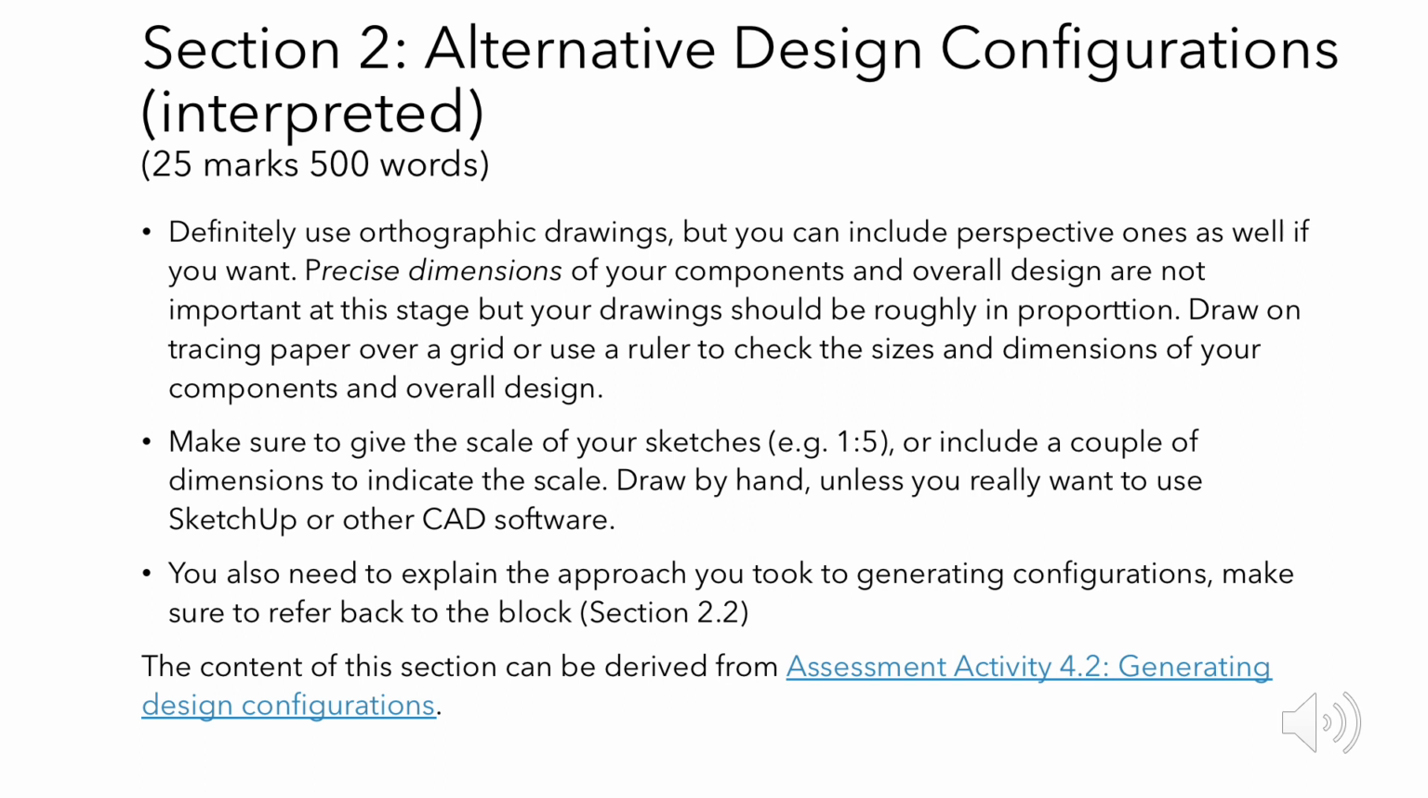And again, a simplified version of section 2. Definitely use orthographic drawings, but include perspective ones if you really want to. You don't need to have precise dimensions, but they should definitely be roughly in proportion, and there are ways in which you can achieve that. And then make sure that you've given the scale or included dimensions to indicate scale. Draw by hand unless you really want to use some kind of CAD software, and make sure that you explain the approach you took to generating configurations, and make sure that you refer back to the block.